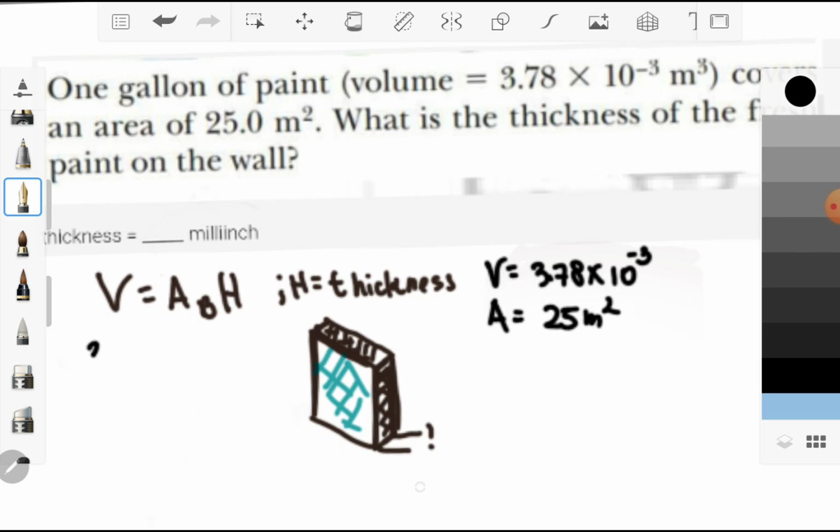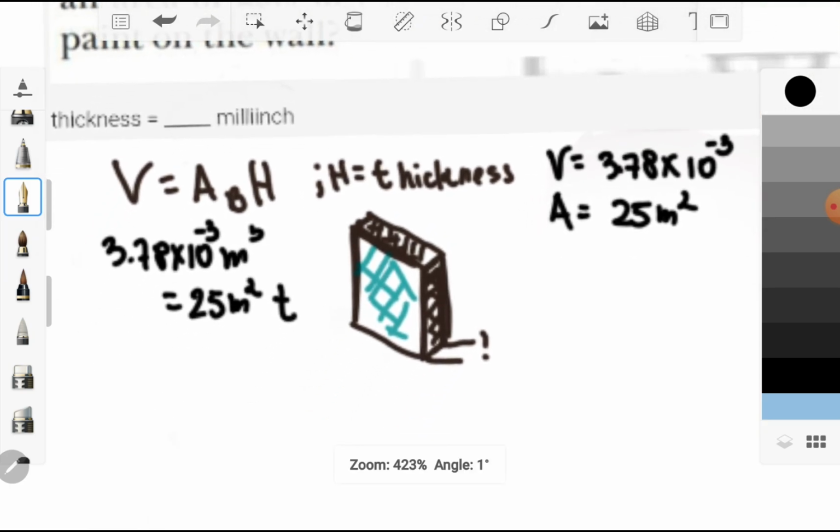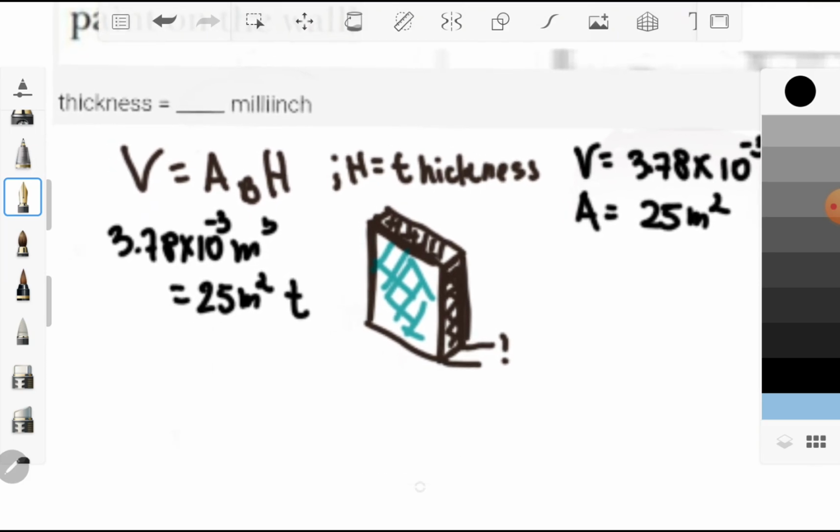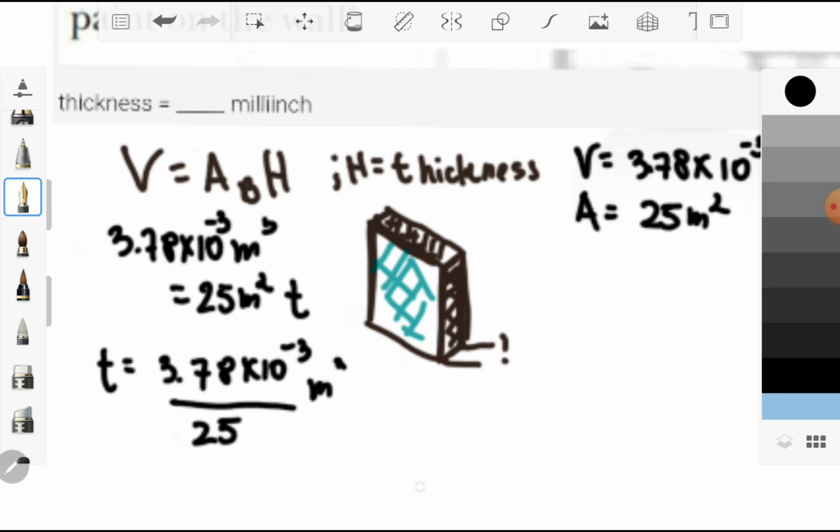We have 3.78 times 10 raised to negative 3 meter cube, which is equal to area of the base, which is 25 meters squared, multiplied by our height or our thickness. So solving for our thickness, we have our thickness is equal to 3.78 times 10 raised to negative 3 divided by 25. Take note that this is in meter cube divided by meter square.